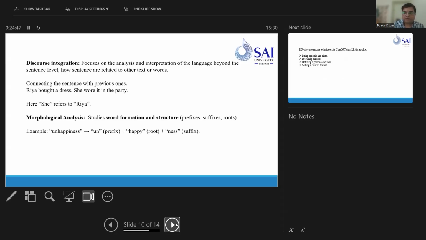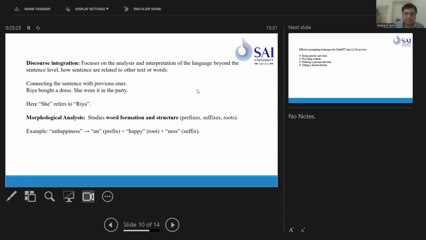Further, there is a different concept called discourse integration, which is related to when you are writing big sentences or long text for analysis. It connects the sentence with the previous sentences. For example, the first sentence is: Ria bought a dress. The next sentence is: She wore it in the party.